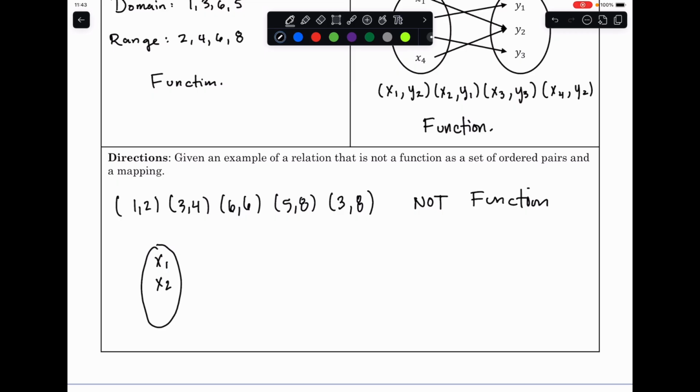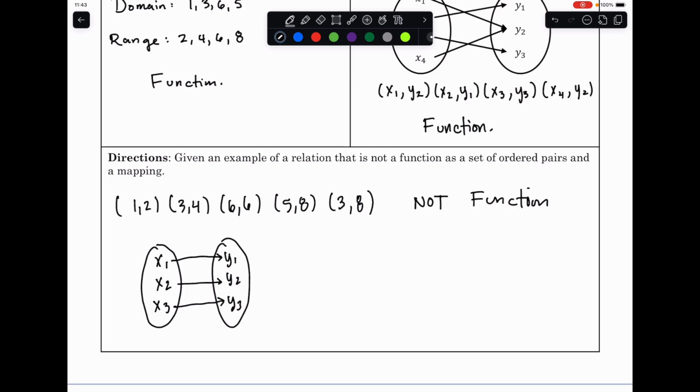x1, x2, I'll just do x3, and we'll do y1, y2, and y3. I'm going to make this really simple, just do across. So this right here would still be an example of a mapping, because x1 is only paired up with y1, the same thing with x2 and x3. It's only going to, again, be mapped to one of them.